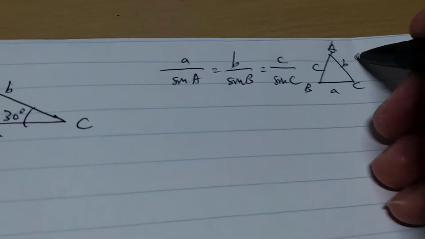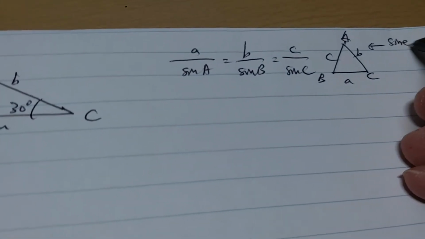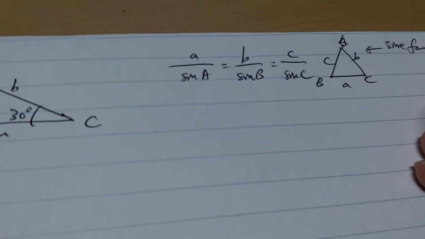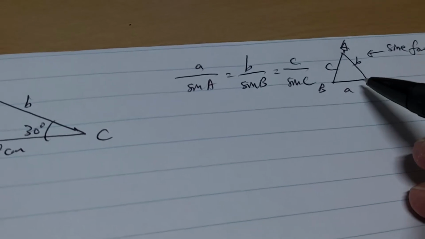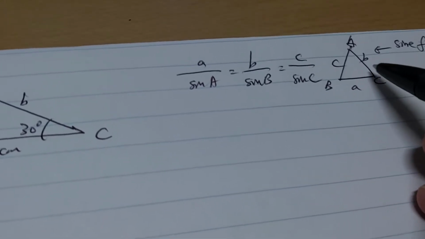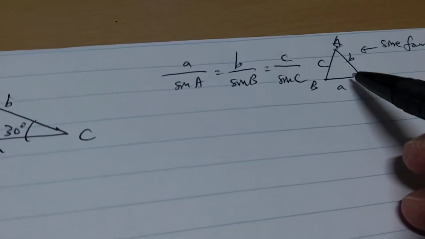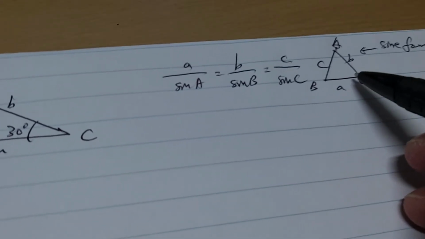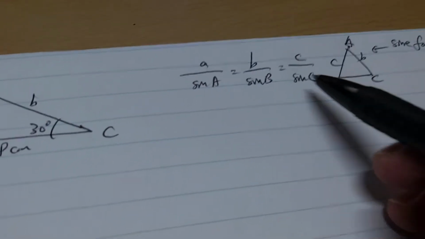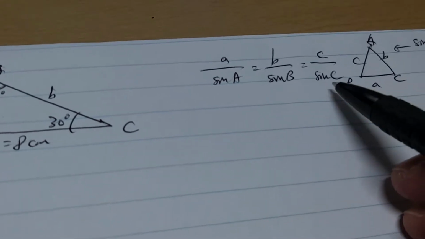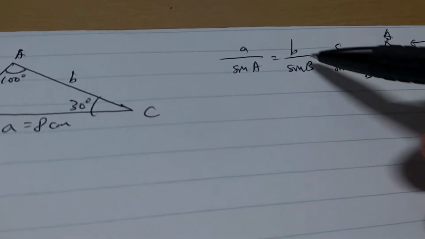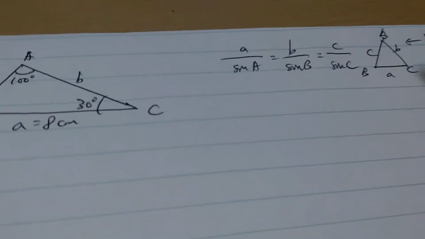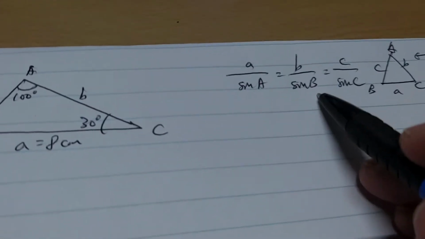Okay, so this is the sine formula for triangle ABC, for any type of triangle, for example right angle, obtuse angle, or acute angle, whatever. This formula works: a over sine A, b over sine B, c over sine C. Very easy to memorize.